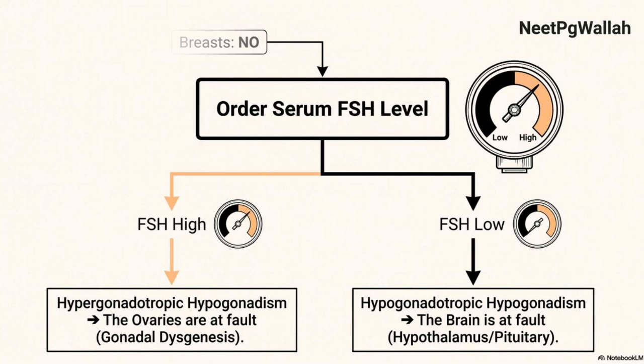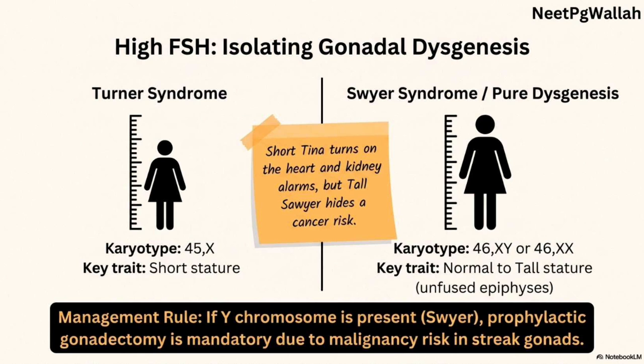They're failing to respond. That's gonadal dysgenesis. But if the FSH is low, the ovaries are perfectly fine, and it's the brain that's asleep at the wheel, failing to send the signal down in the first place. Let's follow that high FSH branch first, where the ovaries are at fault. We essentially need to distinguish between Turner syndrome and Swyer syndrome here.